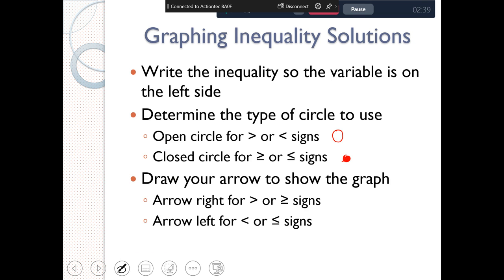Then when we draw our arrow, because we have to draw an arrow for these, if it is greater than or equal to, the arrow will go to the right. And if it is less than or equal to, our arrow will go to the left. Okay? Because it shows that it's pointing towards all the values that are included.